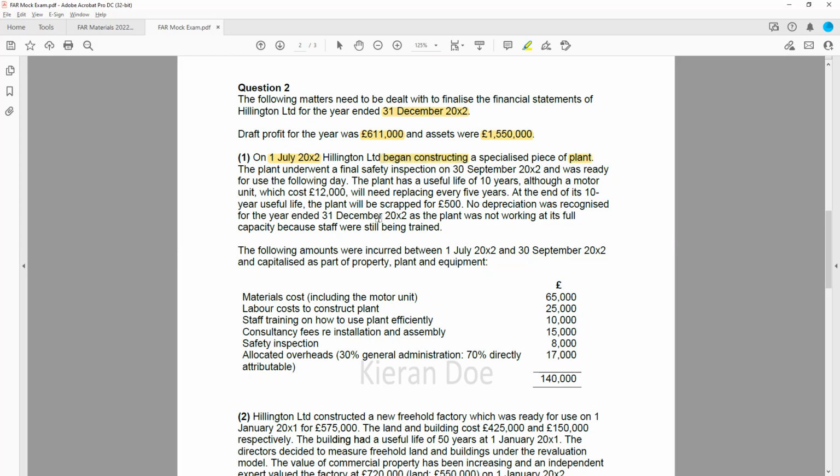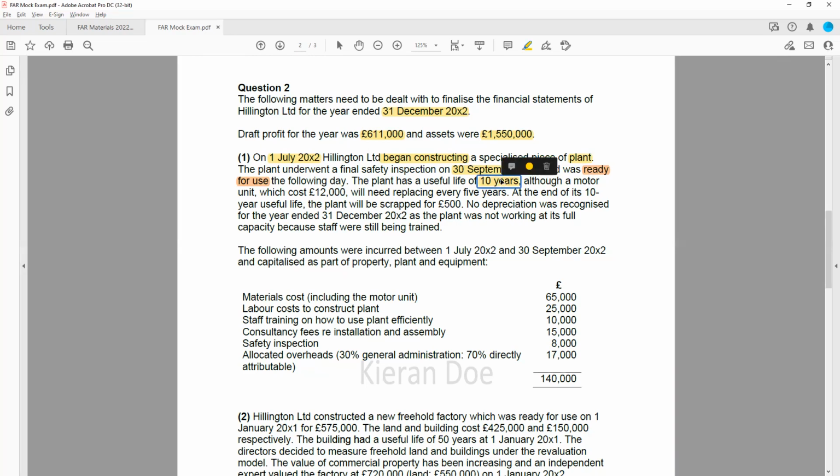The plant underwent a final safety inspection on the 30th of September and was ready for use the following day. Now that is a key point in time when the asset was ready for use, because that's when the asset starts to be depreciated from. So certainly look out for that in exam questions. So the plant has a useful life of 10 years. Again, that's important because that's a period that we're going to depreciate the asset over.